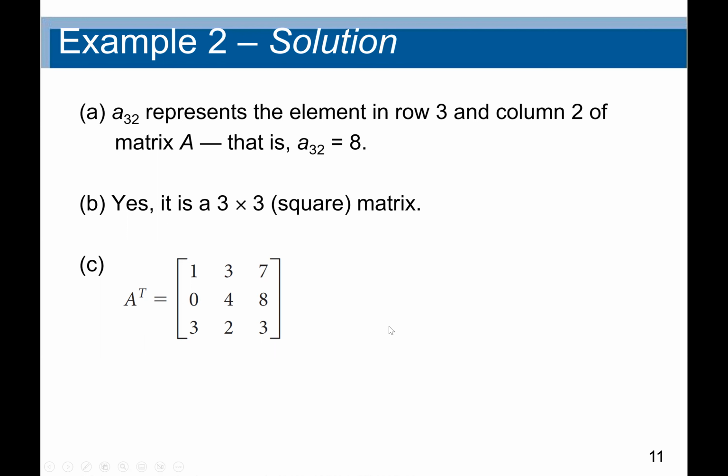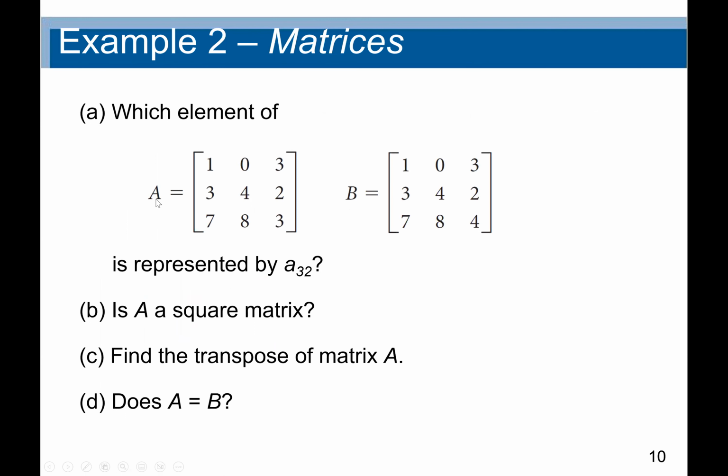Then we find the transpose of it. Then we say that the matrix A and matrix B, they are not the same because A33 and B33 are not the same value. So this is our matrix A. The third row, third column is 3. Matrix B, the third row and third column is 4. So both matrices are not the same. Two matrices are equal if the size is the same and also the element in each position are the same.